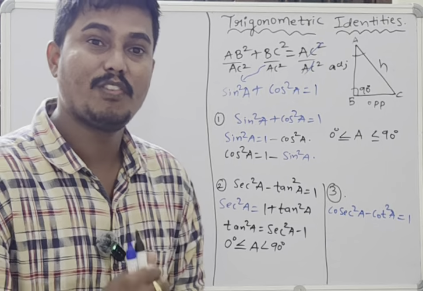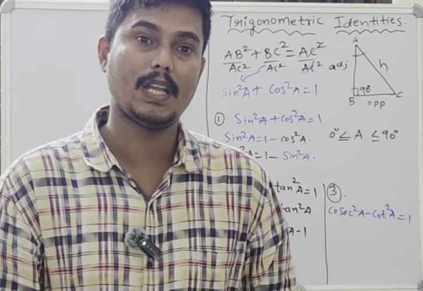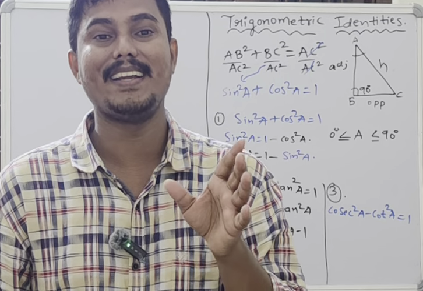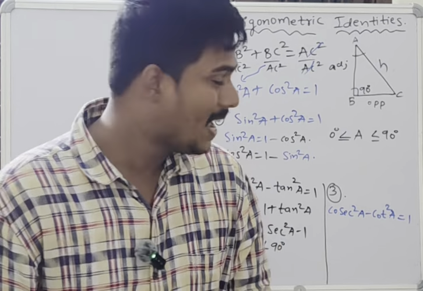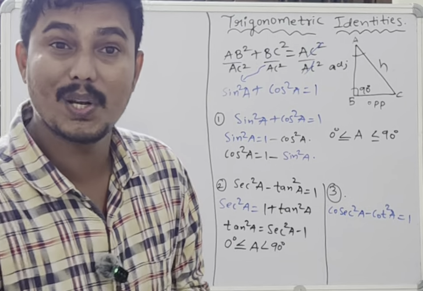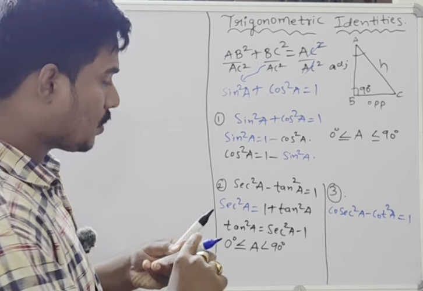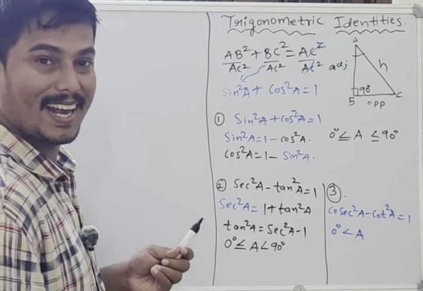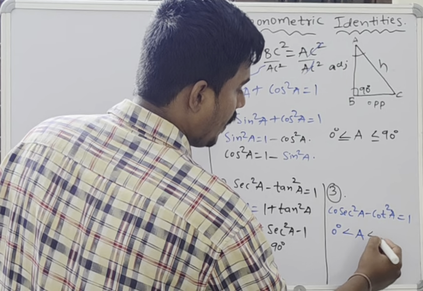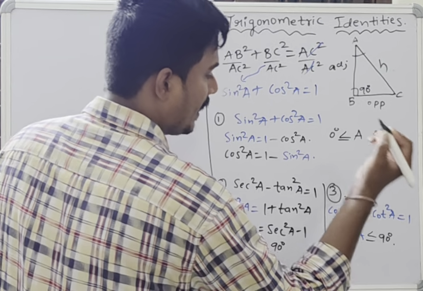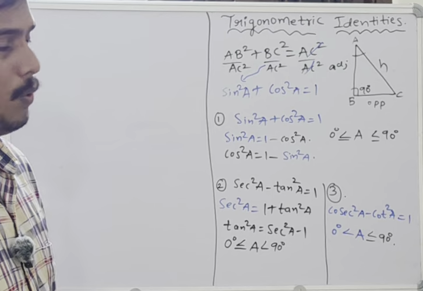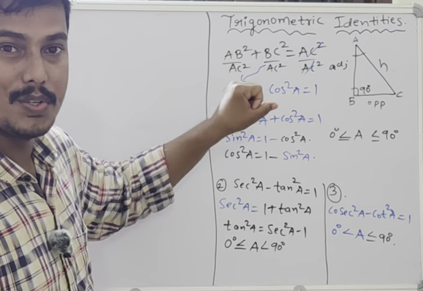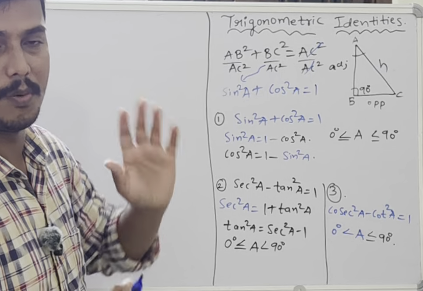Now the condition. If you see cosecant A from 0 to 90, and cot A from 0 to 90, they are not defined for 0 degrees. So your angle A cannot be 0. Check your table. They are not defined for A equal to 0. So A cannot be equal to 0, but it can be greater than 0. This is called A greater than 0 and less than or equal to 90 degrees. Now, these are the trigonometric identities which are very useful in solving the questions on trigonometric identities.